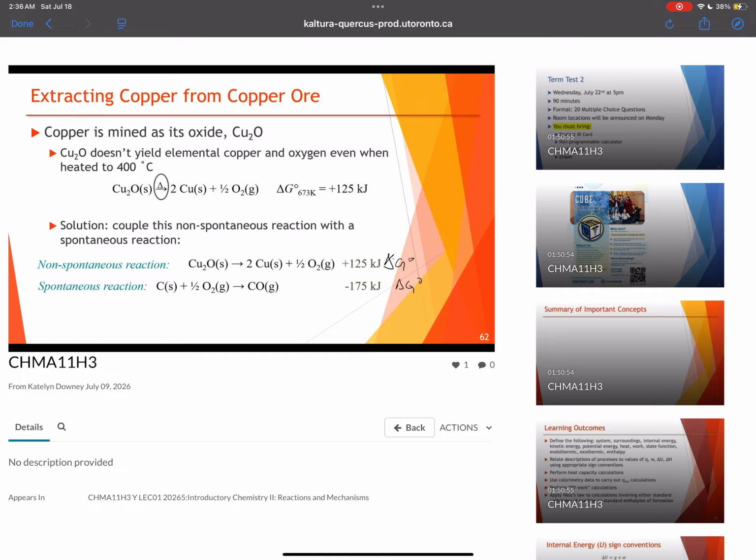Those are my standard delta G values. If I add up these two reactions, my oxidants will cancel out because there's one on the reactant side and one on the products side. And I end up with this final reaction. It's not exactly the same as my initial copper decomposition reaction that I was hoping to have.